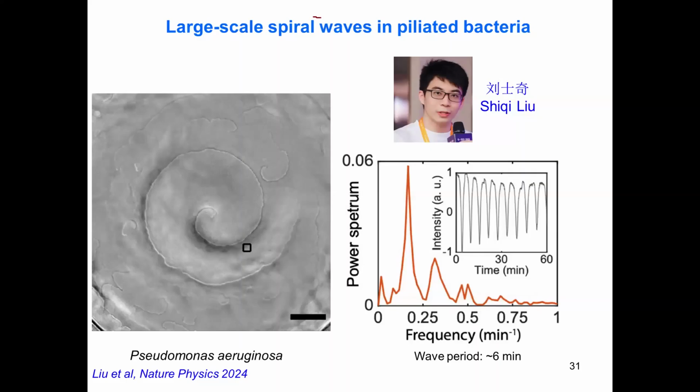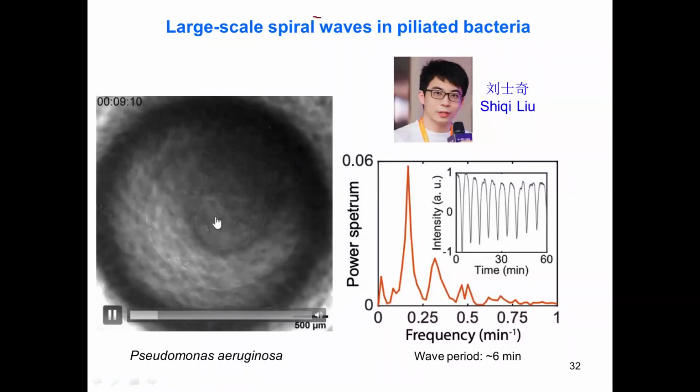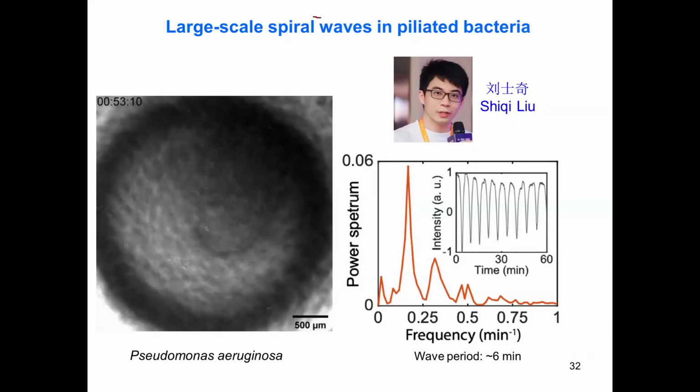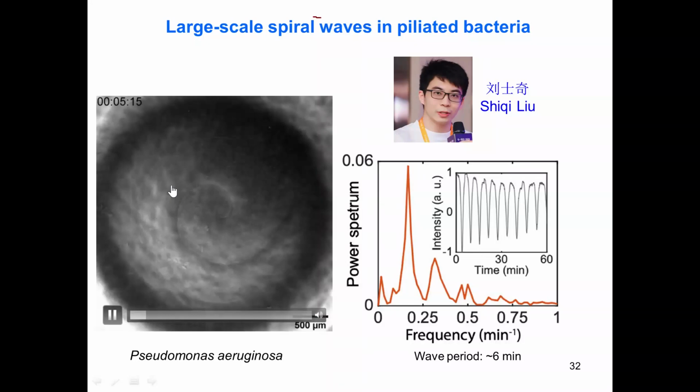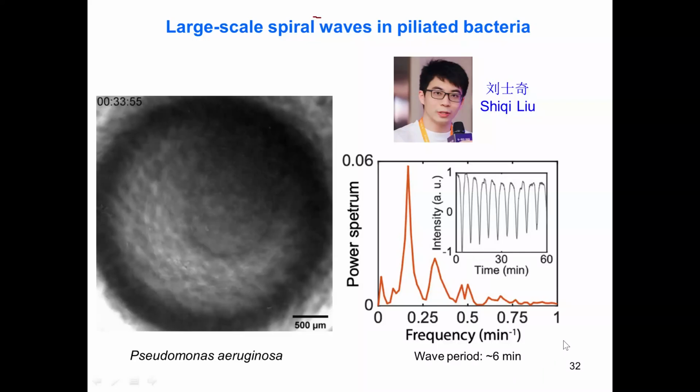So my former PhD student Siqi found that in such a bacterial film driven by pilus motility, one can observe a striking spiral wave pattern, as shown in this video. Here we see that steady spiral waves propagate from the center of the film. So notice that the scale bar is 500 micron here. So the entire system is several millimeter in size. The period of the spiral wave is usually several minutes.